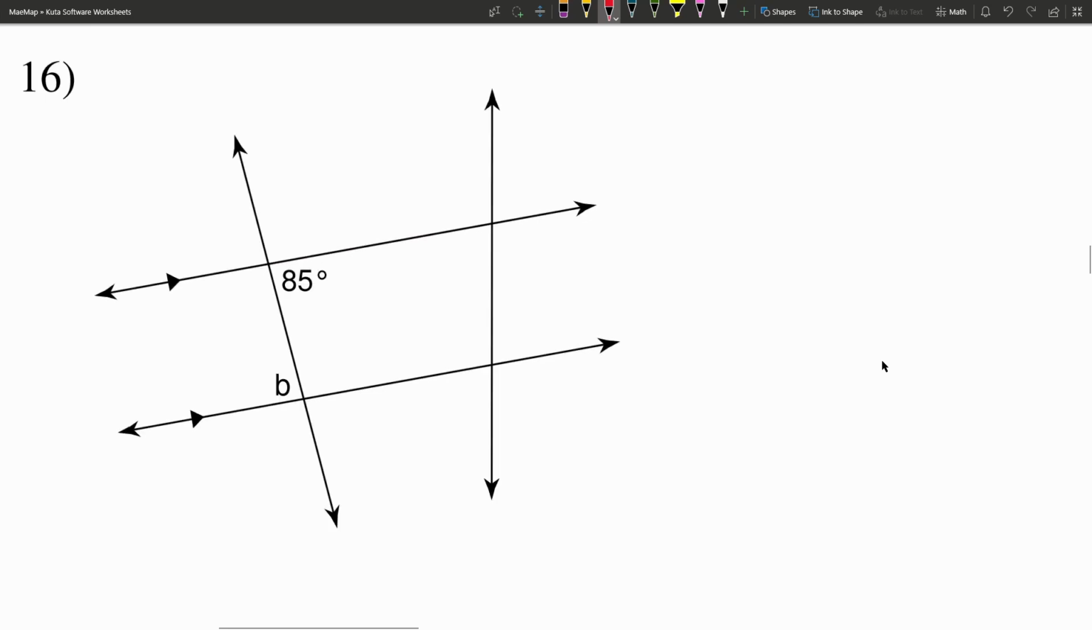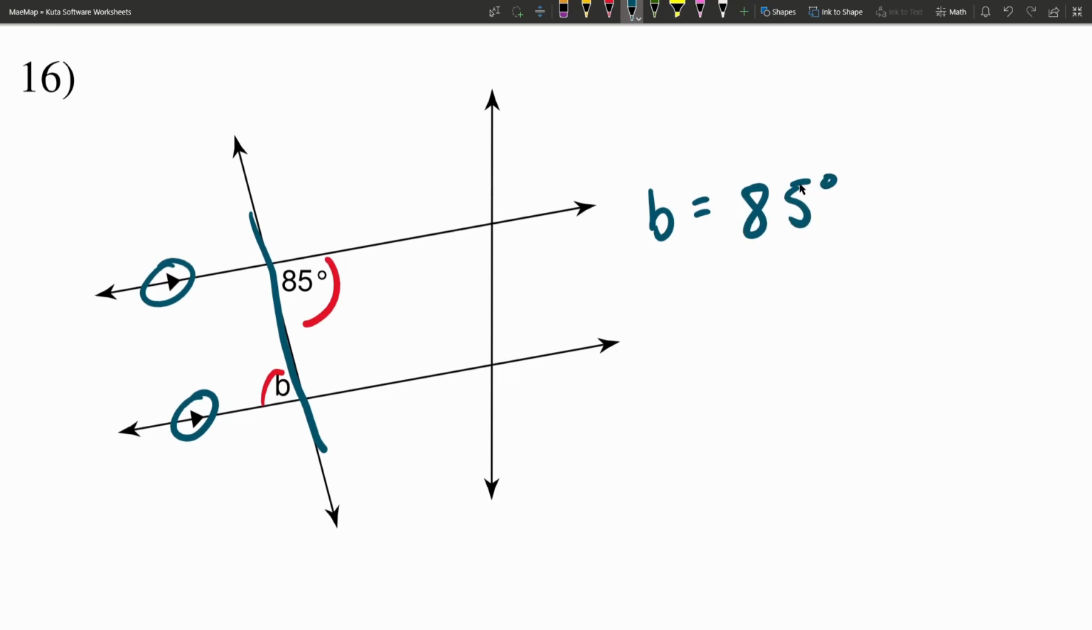Moving on to number 16, what's that relation between these two angles? Well, we have a parallel line here, and this is the same intersecting line. Notice that both angles fall in between our parallel lines, and not only are they interior angles because they fall in between, they're alternate interior angles. So because they're alternate interior angles, we know that angle B is equal to 85 degrees. B is equal to 85 degrees.